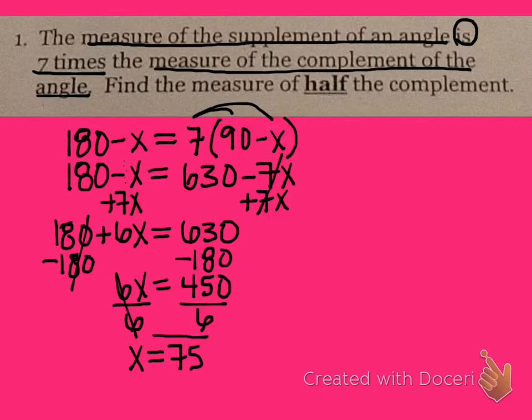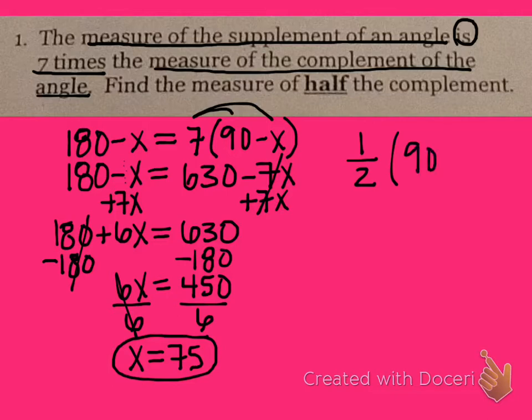What I need y'all to remember, though, is when you solve these type of equations, the x represents the angle. So the next part of the problem says find the measure of half the complement. When I was grading this quiz, a lot of students just took half of the angle, or half of 75. But what we first have to do is figure out what's the complement of 75 and then take half of that. So we're going to take half of the complement.